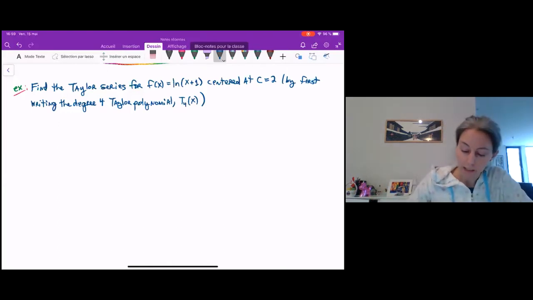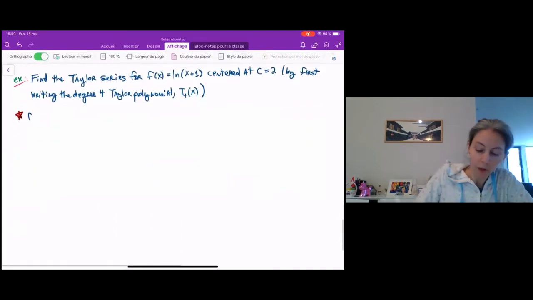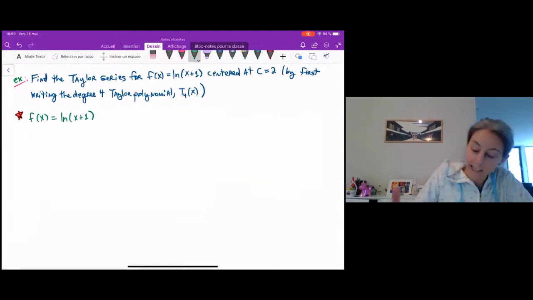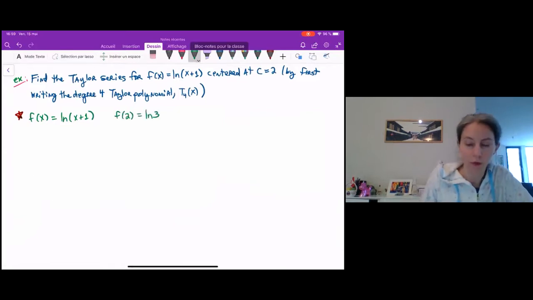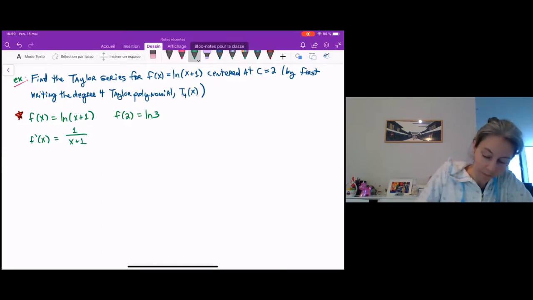Okay, so same as before, the first thing we want to do is just start writing down derivatives and evaluating them at the center until we come up with a pattern. So my f of x is equal to ln of x plus 1. My center is 2, so f of 2 is equal to ln 3. Now f prime of x is equal to 1 over x plus 1. So f prime of 2 will be equal to 1 over 3.